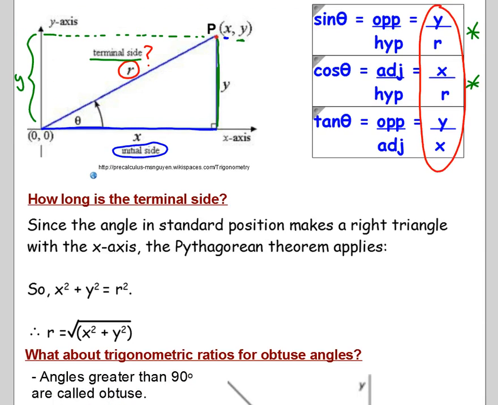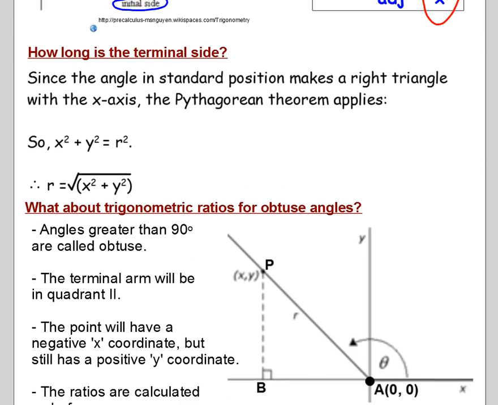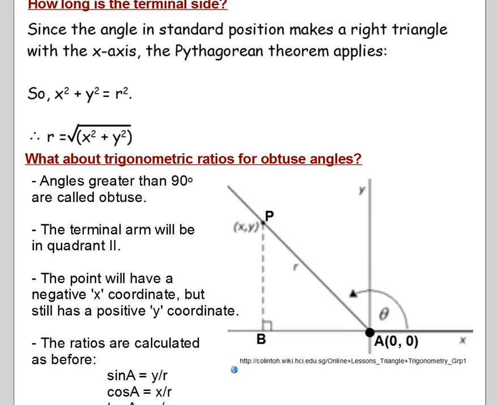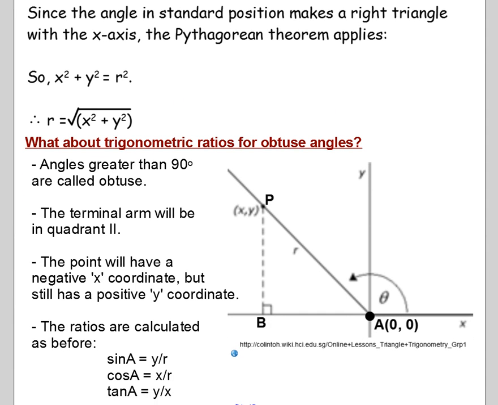Let's move on. All right, so now what about trigonometric ratios for angles beyond the first quadrant? Okay, so we won't be dealing with angles that go past the second quadrant, but as soon as you pass the 90-degree mark, you're now into obtuse territory. So what about trigonometric ratios for those angles? Well, the first point to make here is that an obtuse angle is an angle greater than 90. In that case, the terminal arm won't be in quadrant 1 as it was before in our first diagram. It will be in quadrant 2.